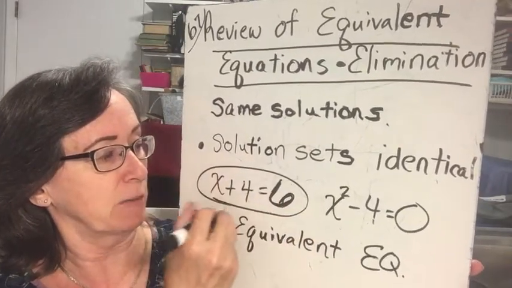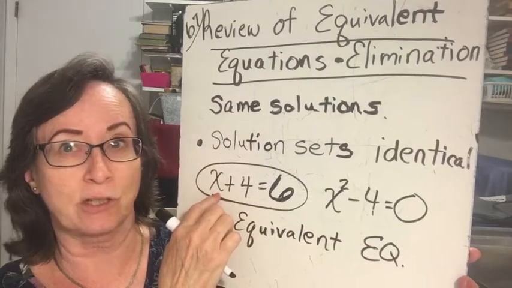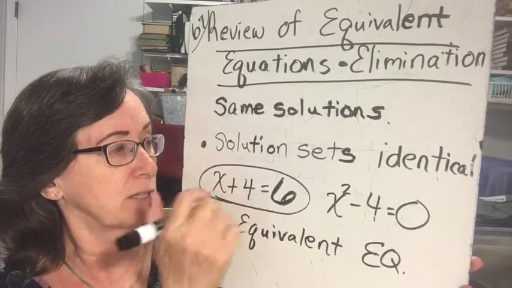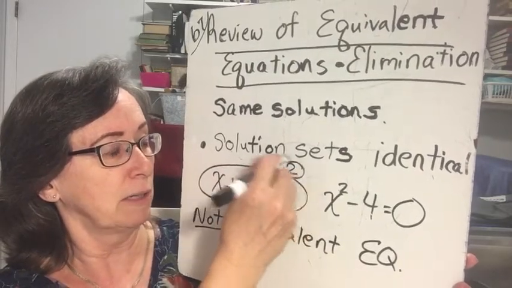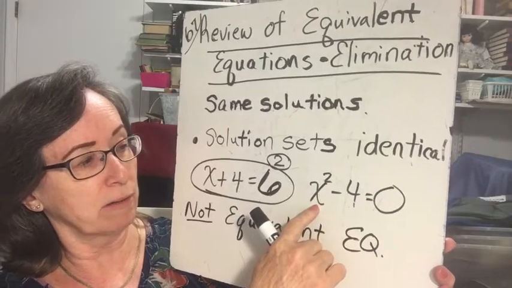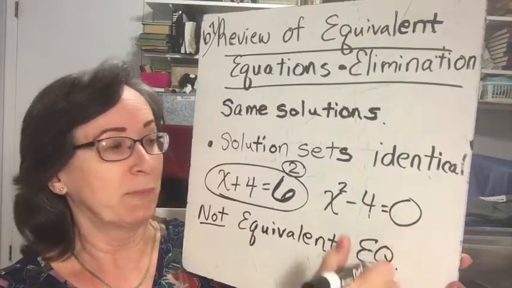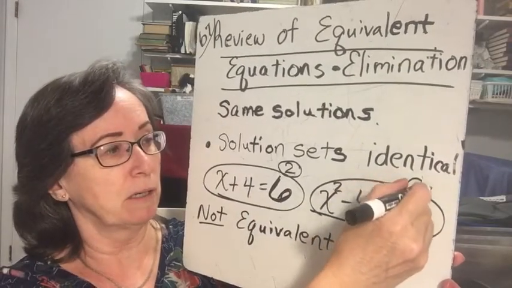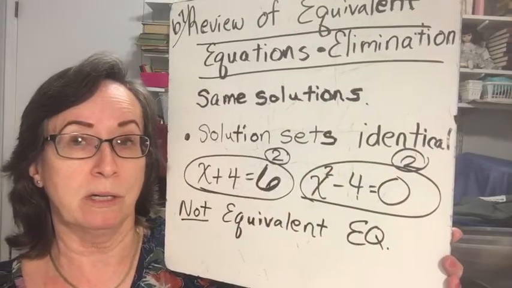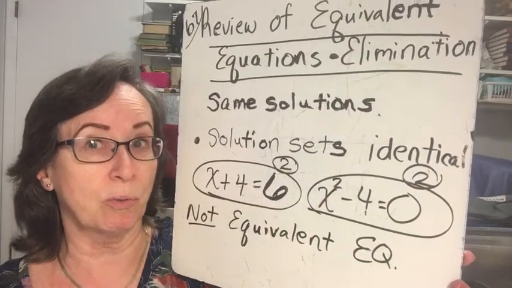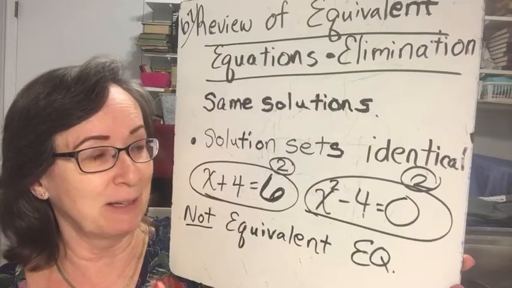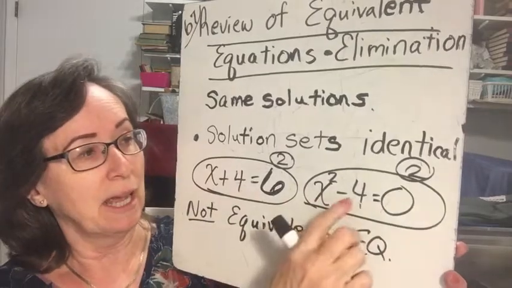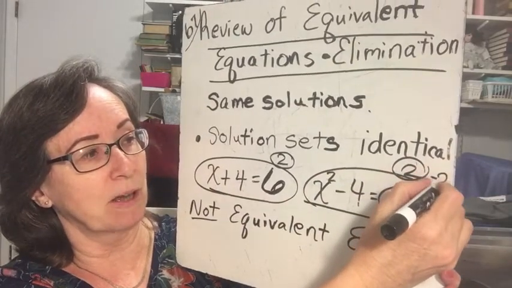Now, if I look at this equation, I can tell that x could be 2. And there's really nothing else that x could be. So the solution set to this one is 2. I look over here, 2 squared minus 4 is 0. So this one also has a solution set of 2. Now, does that mean that the two equations are equivalent? The answer is no, because this one has an additional solution. -2 would also make this one true.